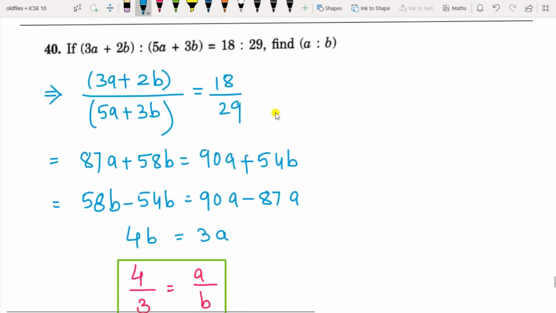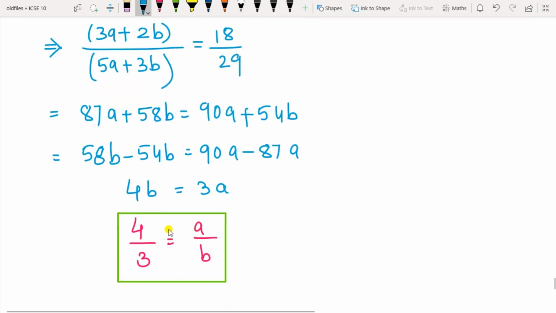Question 40 here is 3a plus 2b is to 5a plus 3b equal to 18 is to 29. So write this in fraction form, cross multiply, and you will get a by b as 4 by 3. You have to solve it, bring the like terms together and solve it, and a by b is asked. So a by b is 4 is to 3.